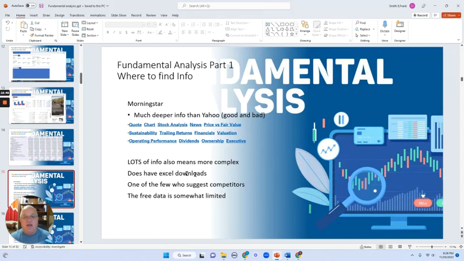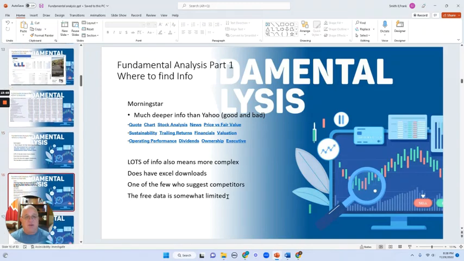Some really good stuff in here as well. It has lots of info, which means more complex. It does have the Excel downloads, which I love. It's one of the few who suggests competitors, and the free data is somewhat limited. You need to kind of sign up, and you can change emails and stuff and get information that way. But bottom line is a pretty good source for free information.